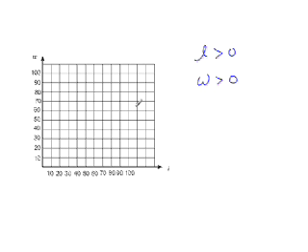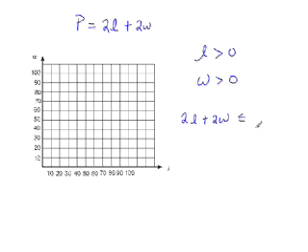We're also told in the problem that this is a rectangular garden. And remember that perimeter of a rectangle is found by taking 2 times the length plus 2 times the width. And it says in our problem that our perimeter must not exceed 200 feet. So 2 times the length plus 2 times the width must be less than or equal to 200 feet.